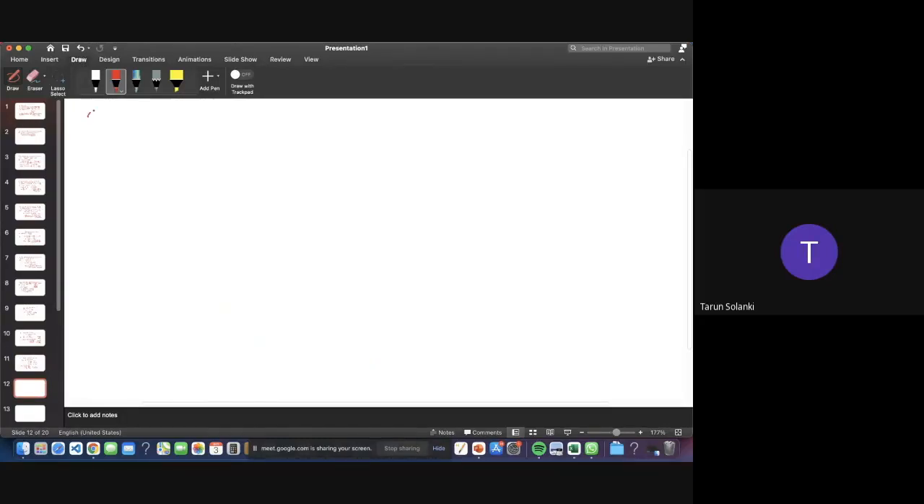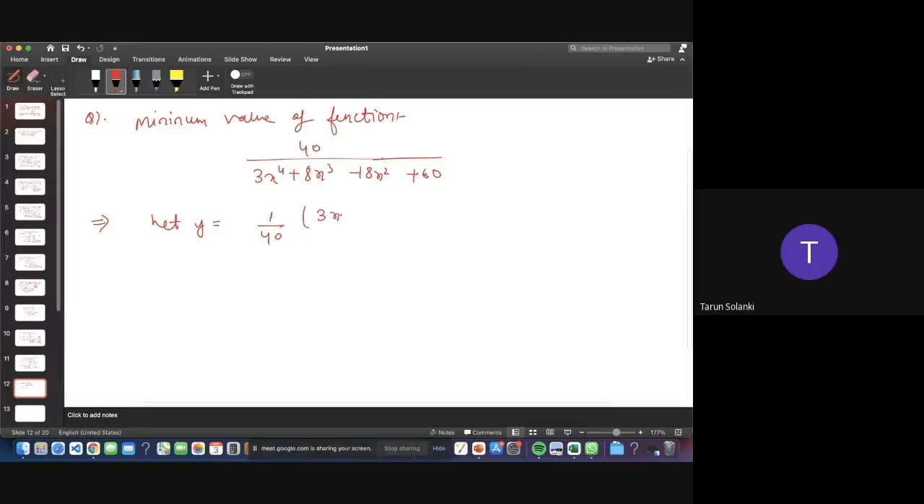The next problem: we need to find the minimum value of the function. The function is 40 divided by 3x to the power 4 plus 8x cube minus 18x square plus 60. So we can say let y is equal to 1 by 40 of 3x to the power 4 plus 8x cube minus 18x square plus 60.